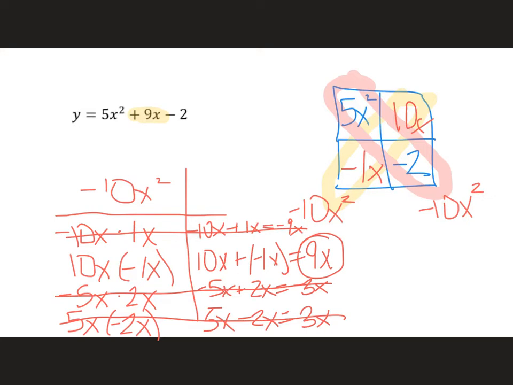Now what we want to do is more like what we did on the previous slides. We want to find the greatest common factor, but this time we're finding the greatest common factor of each row. So for this first row, what's the greatest common factor between 5x squared and 10x? They both include an x, so I know there's going to be an x here. And between 5 and 10, the greatest common factor is 5. So that would make that row 5x.